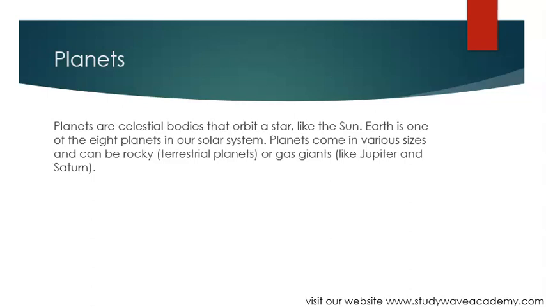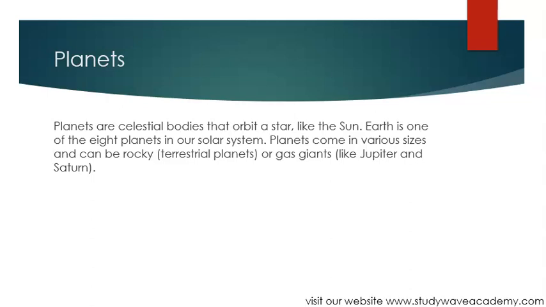Just like Earth is one of the planets in our solar system, there are 7 more planets, each with its own characters. And we said some can be rocky or some can be gassy, right? So we now understand planets, right? We do understand planets now, right? Good.